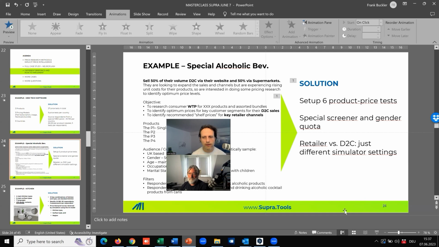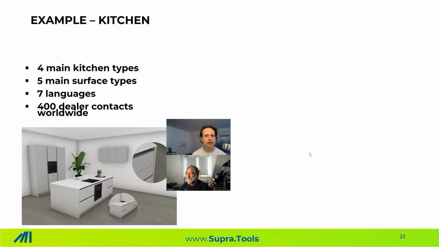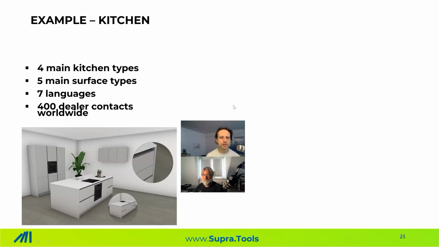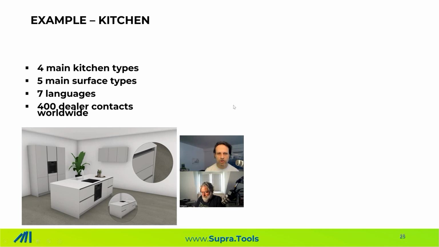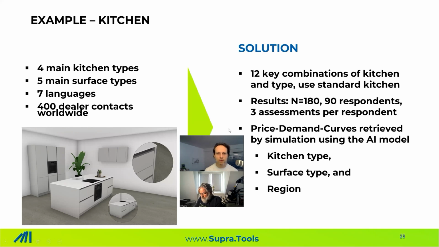So, last example here is a kitchen company. It actually sells through dealers, and they say, hey, we have 4 different kitchen types. We have 5 different surface types, which are main drivers of prices. We sell it to 7 different markets with different languages, and we have totally 400 dealers. So this is how we broke it down.